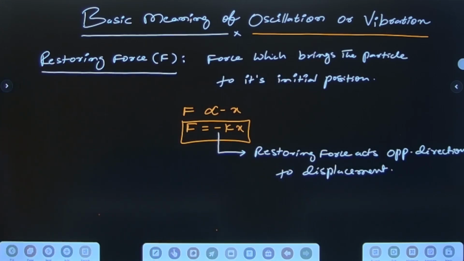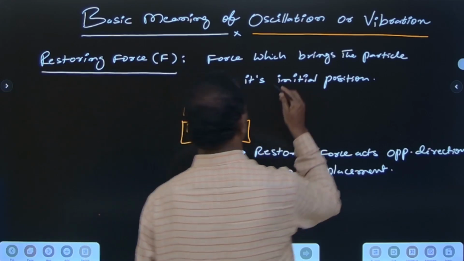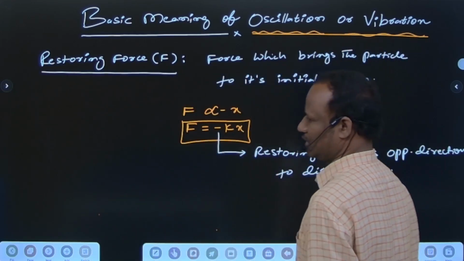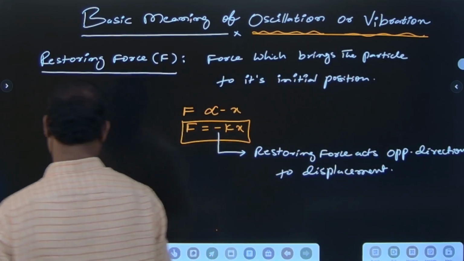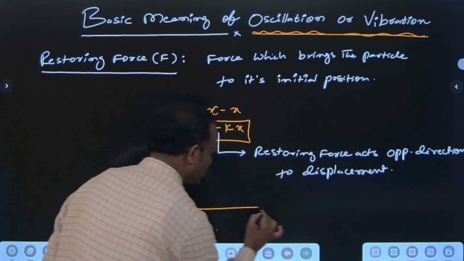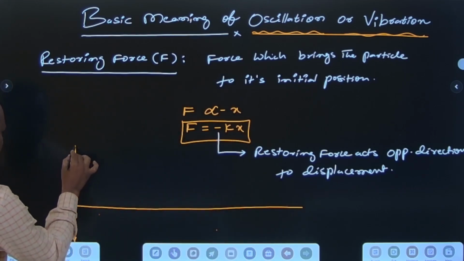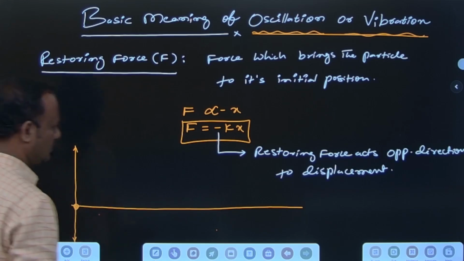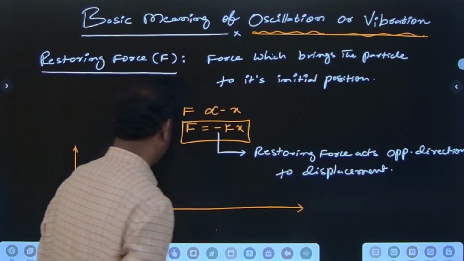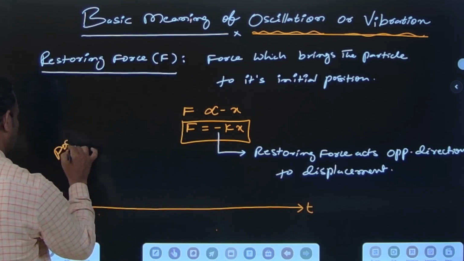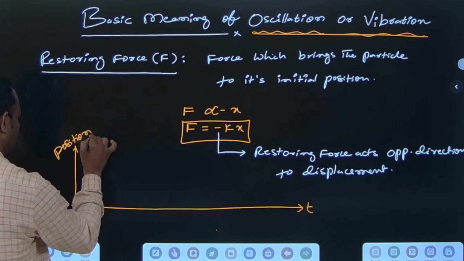Now, after the restoring force, I want to talk about how you can represent oscillation and vibration. For oscillatory and vibratory motion, I am choosing a reference point, the origin in the coordinate system, with time on one axis and the position of the particle on the other.